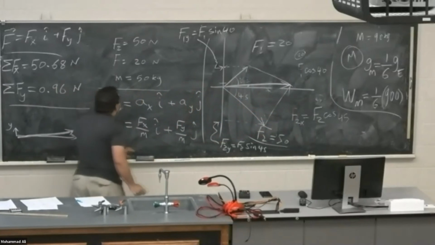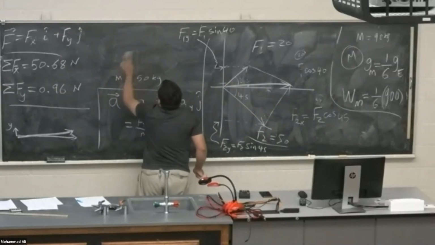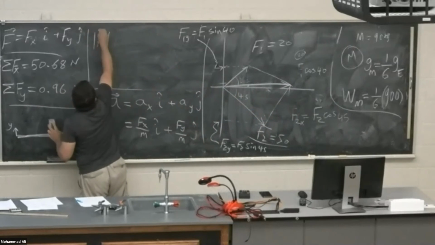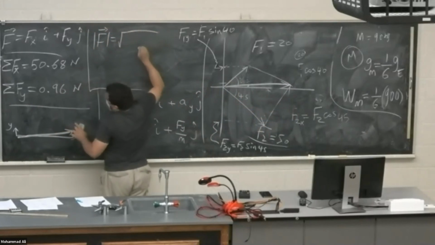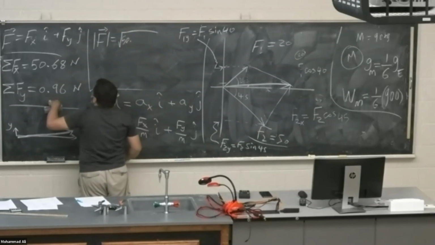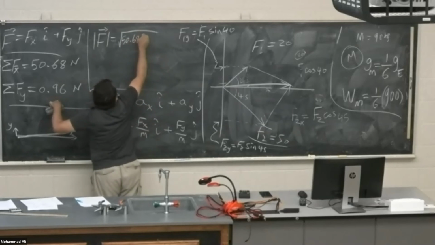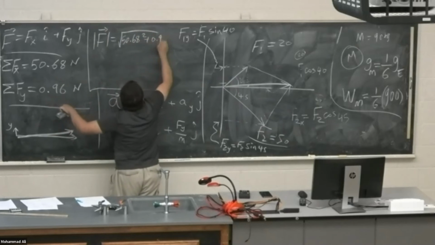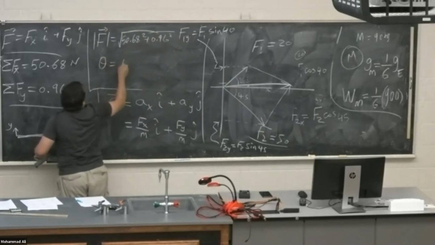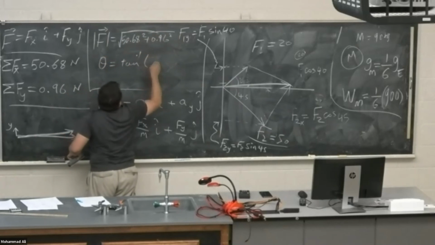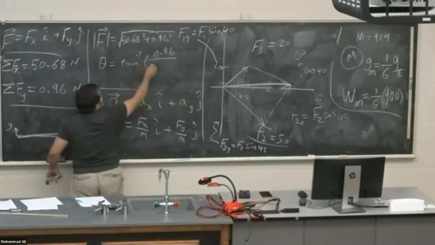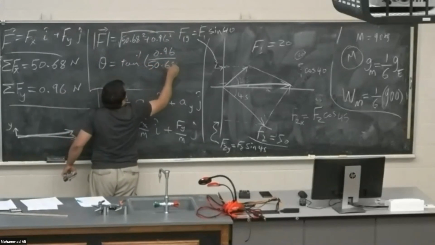Can we find the magnitude of that force? Yes, we can. F is equal to the square root of 50.68 squared plus 0.96 squared. Theta is tan inverse of 0.96, which is the y component, over 50.68.